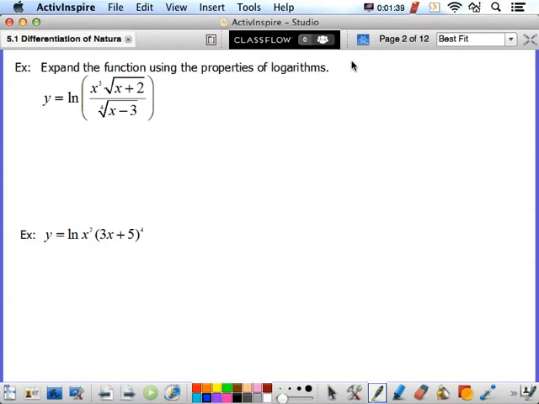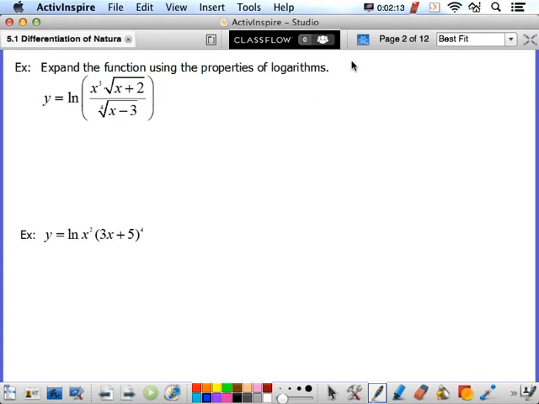Those properties are going to be really useful when we start differentiating natural logs, because if you take a look at this example, y equals the natural log of the quantity x cubed multiplied by the square root of x plus 2 all divided by the 4th root of x minus 3. It's going to be much easier to split that up into several different logs and take the derivative of it than it is to treat it as a whole, because that would involve the product rule and the quotient rule and the chain rule. So that would just be a nightmare. But we're going to use expansion to split it into separate logs, added and subtracted, and it's going to make it a lot easier for us when we're differentiating.